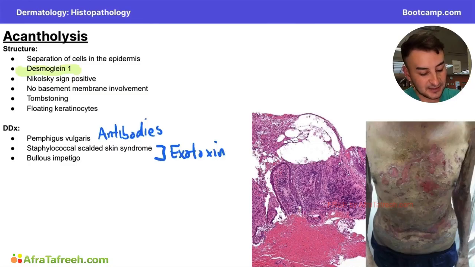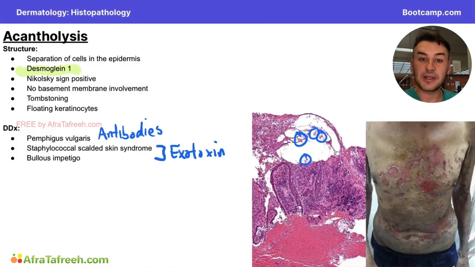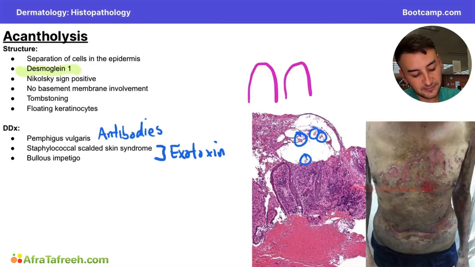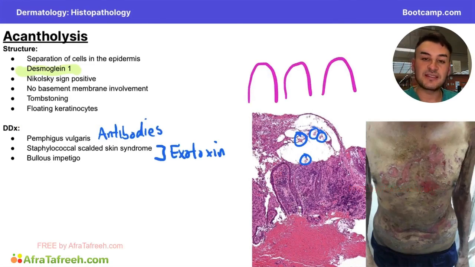Now, acantholysis is characterized by these floating keratinocytes. So you see, this is a big blister of white fluid. There are floating keratinocytes inside. Also, there's going to be something called tombstoning. I'm going to zoom in for you on these keratinocytes. They look like this. They look like tombstones in a cemetery. At the cellular level, these would probably look more like this.